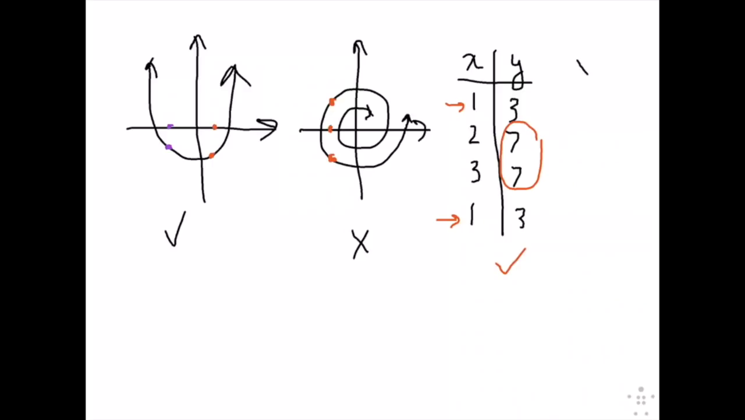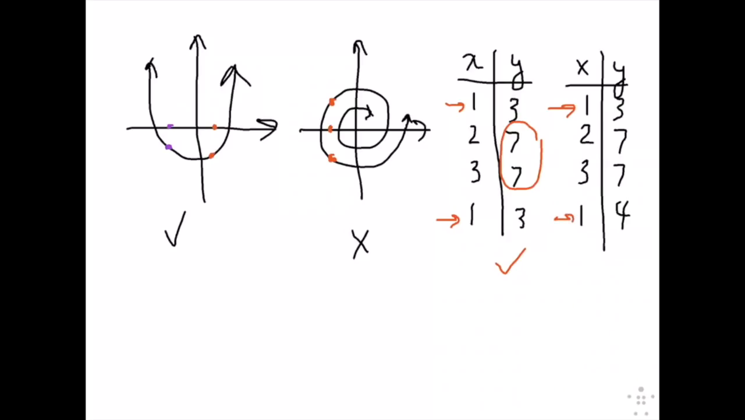Now, if I had x, y like this, 1, 2, 3, 1, and I had 3, 7, 7, 4, then this would not be a function because here I put a 1 in and I got a 3 out. Here I put a 1 in, I got a 4 out. That's not a function, so that would not be a function.